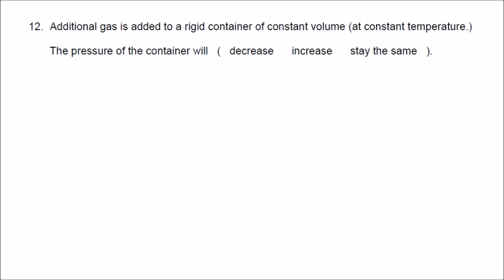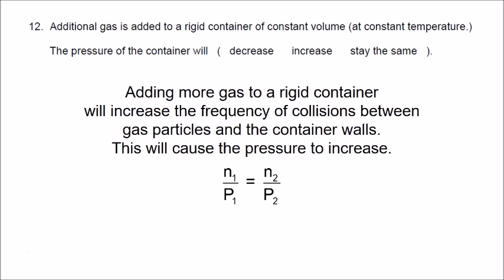Number 12, if we add more gas, so we're increasing the number of moles, the container has a constant volume, and the pressure, is it going to go up or down or stay the same? Well, if we add more gas to a rigid container, we'll increase the frequency of collisions between the gas particles and the container walls. Number of moles and pressure are directly proportional.